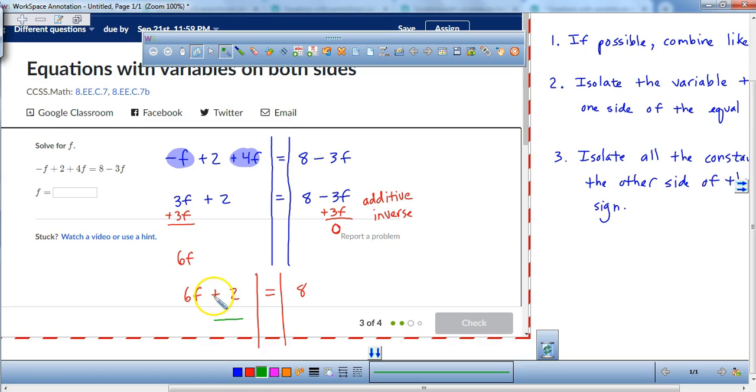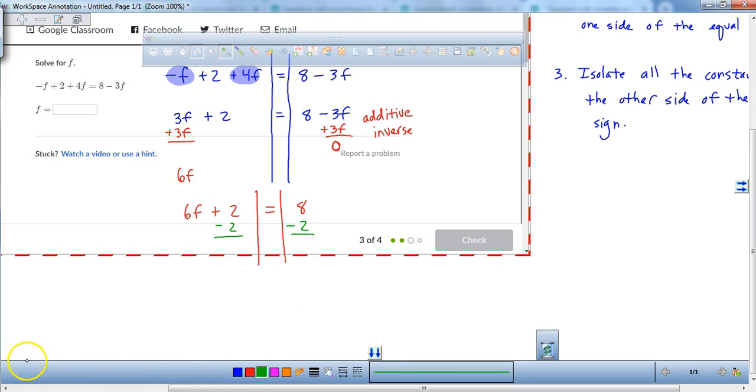And then you ask yourself, how do I get rid of this positive 2? Well, I just take it away. Whatever I do to one side, I have to take away from the other side. So here's what we have left. That zeroes out. These are additive inverses. We have 6f equals 8 minus 2, which is 6.